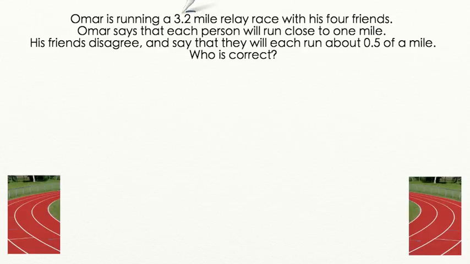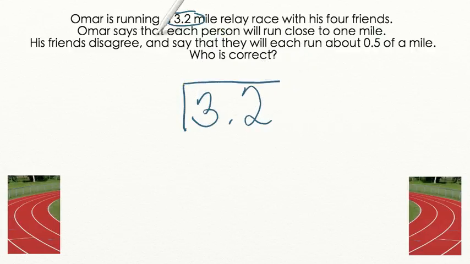We know that they're going to be running 3 2/10 miles in all, so we will set that up as our dividend. Now we need to set up our divisor. We're going to have Omar running with his 4 friends, so we're going to be dividing this by 5 wholes. Now remember, our first step is to immediately bring our decimal value up into our quotient. Then we can start with the division process.